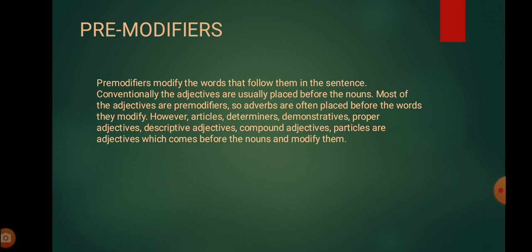What are pre-modifiers? Pre-modifiers modify the words that follow them in the sentence. That is, they come before the words. The modifiers come before the words. So conventionally, adjectives are usually placed before the nouns. The adjective modifiers are placed before the nouns.